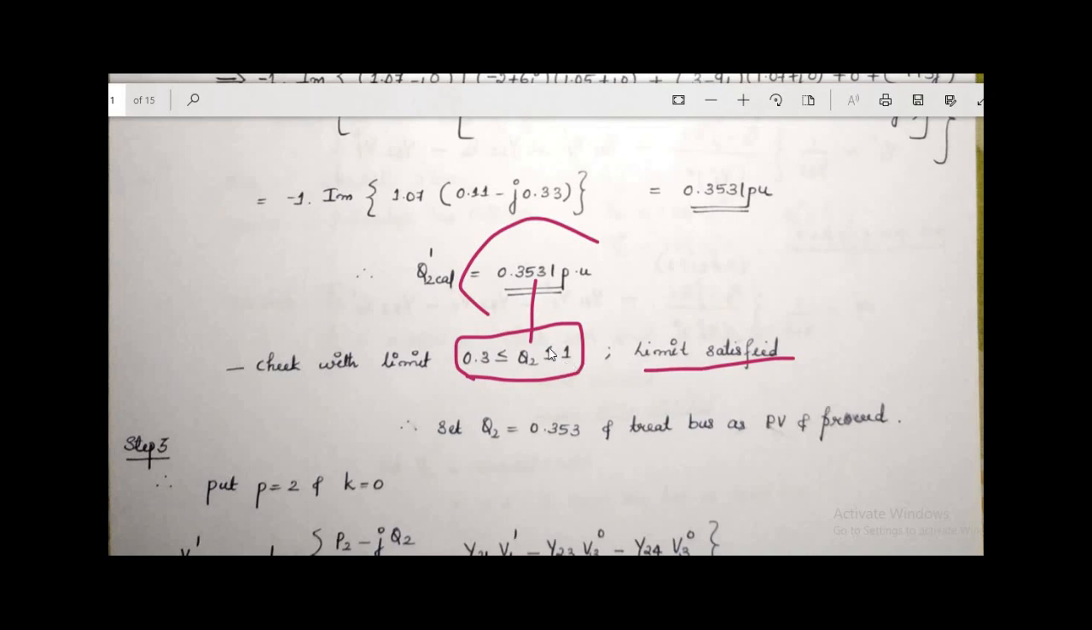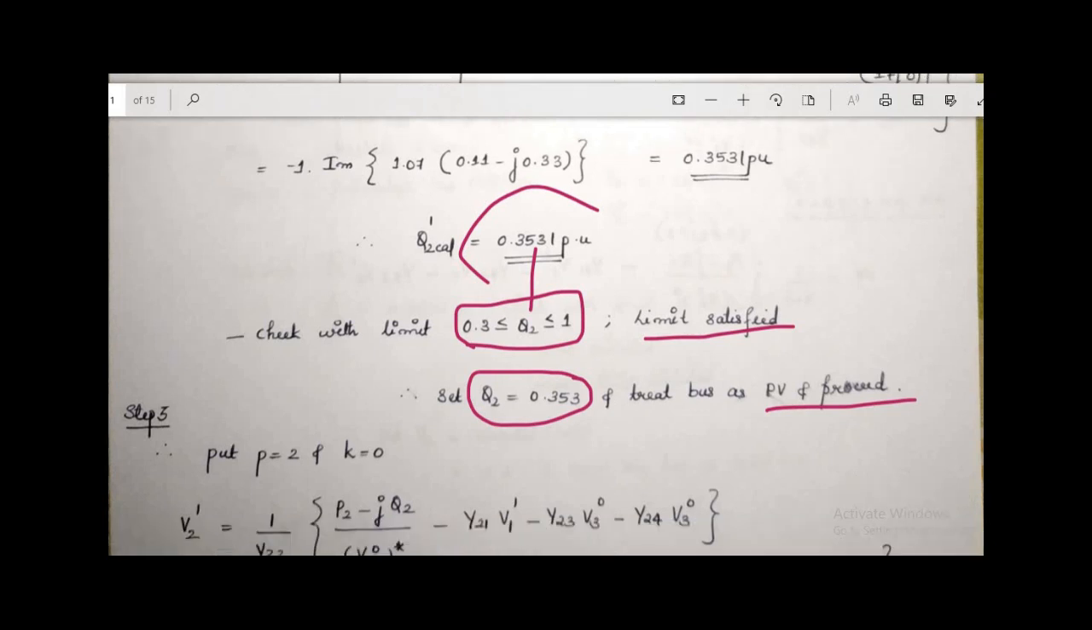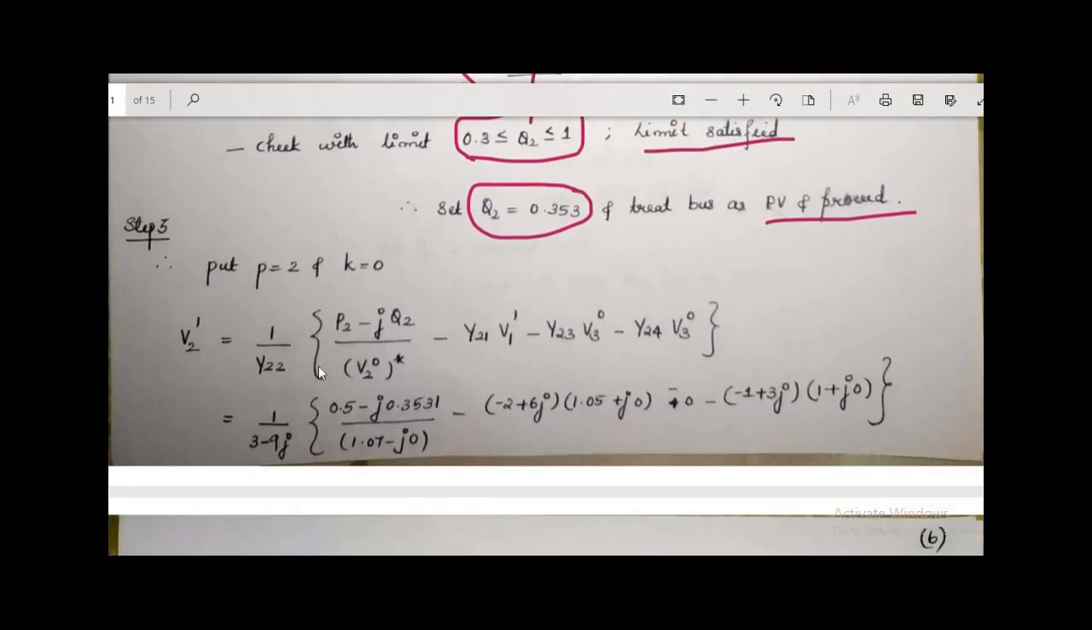So what will we do when the limit is satisfied? Once the limit is satisfied, we will set the same value. No need to set any limit. We can treat the bus as PV bus and we can proceed. No issue, limit is satisfied. Our headache is over. So how will we proceed?